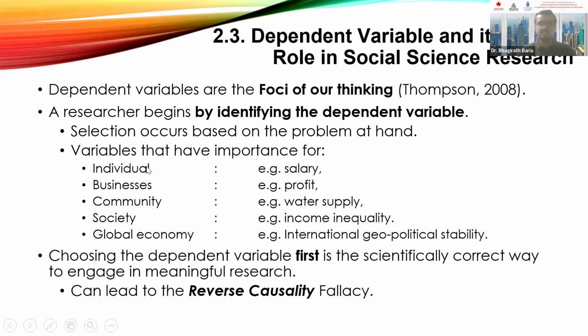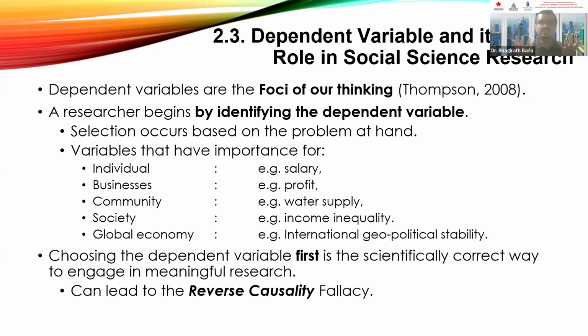For individuals, they can be their salary. For businesses, they can be their profit. For a community like your society where you are living or housing community, water supply can be a dependent variable because you want to study or know what is affecting your water supply, how to maintain smooth water supply in your society, in your community where you are living.